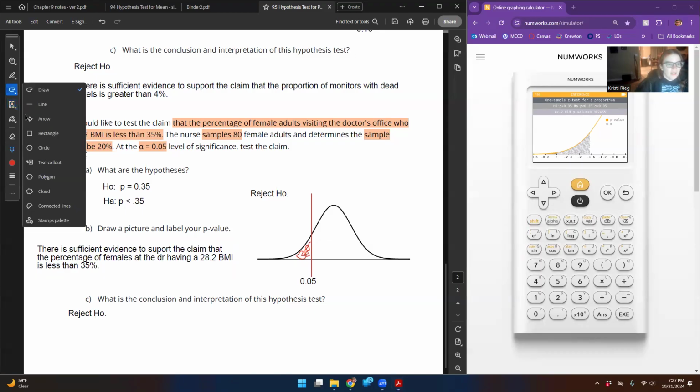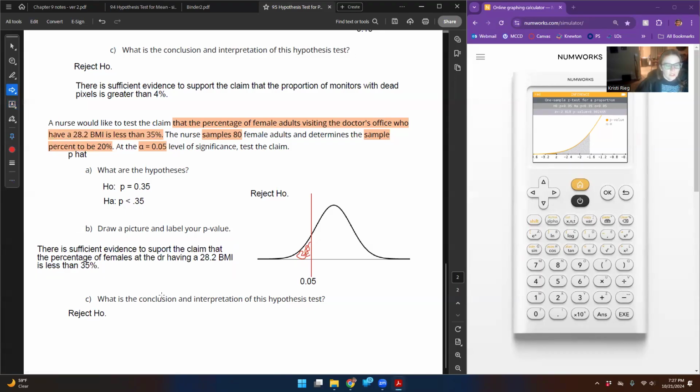So that is my conclusion. I just wrote it up there so there's plenty of room for everyone to see it. There is sufficient evidence because we are rejecting the null to support the claim, and then I rewrote the claim. I abbreviated it a little bit just to fit it in.